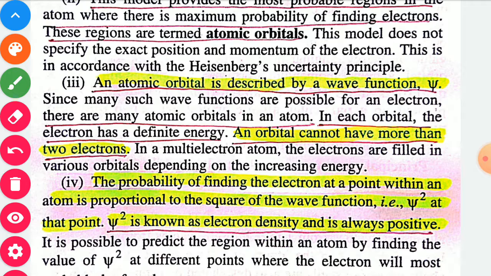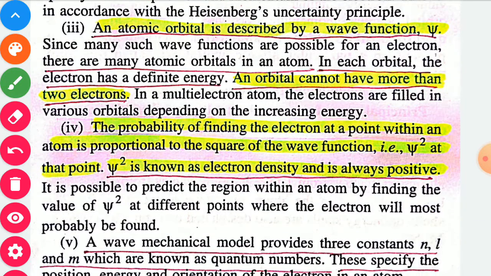Psi square is known as electron density and is always positive. So remember, psi square we may also take as the density of electron, and its value is always positive, whereas the wave function, that is only psi, may be positive or negative, but the probability of finding the electron, that is the density of electron, is always positive. It is possible to predict the region within an atom by finding the value of psi square at different points where the electron will most probably be found.